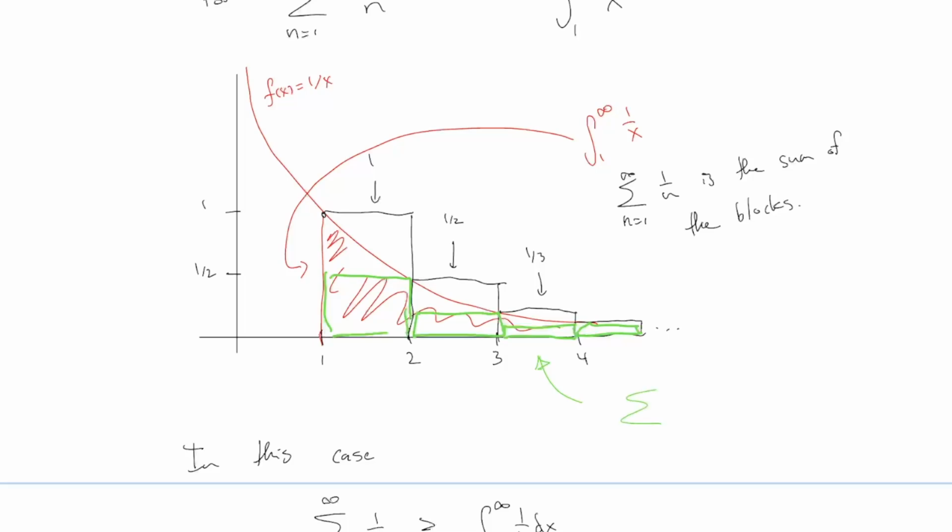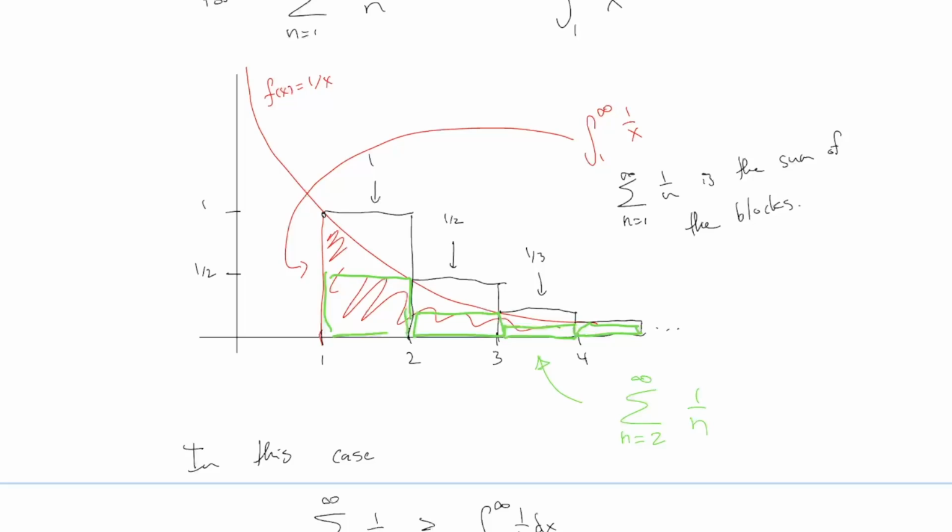This is a little weird, but the area of the green blocks is the same as the area of the black blocks. It's just the black ones include that first guy, but the green ones don't, all right? Otherwise, they are the same blocks. They're just shifted over by 1 position. And so the area of the green blocks is this. It's the series starting at 2.